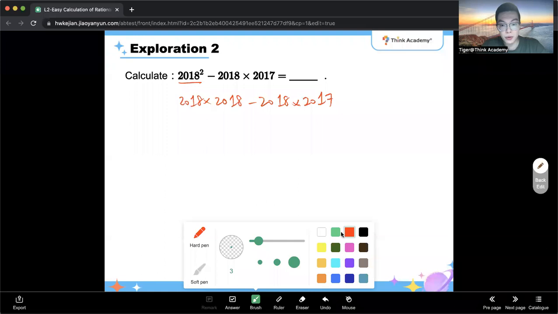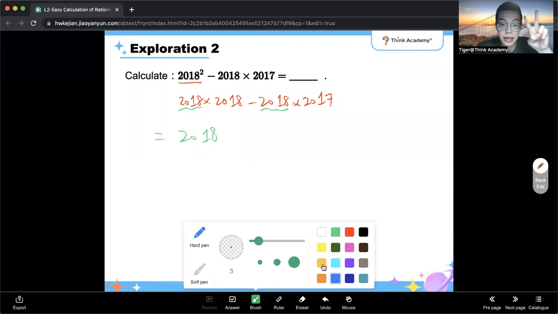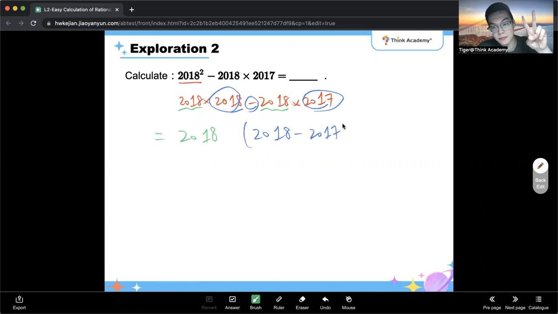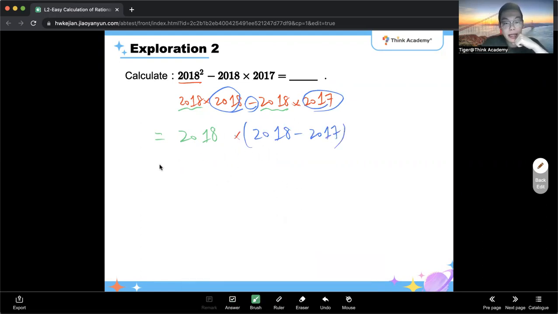Which means that first of all, we have the common multiplier 2018. And we can write it down first. That's the first step, write down the common multiplier. The second step is to circle up whatever is remaining and together with the signs, write them in the other bracket, 2018, take away 2017. And finally, multiply them together. So we know that it's going to be equal to 2018 times 1, which is just 2018 itself, right?